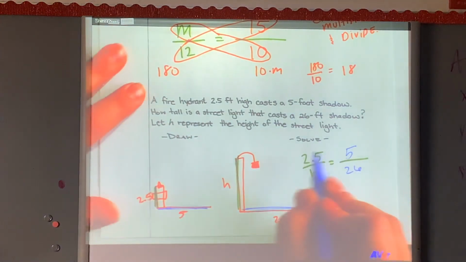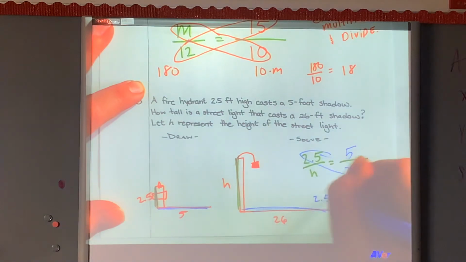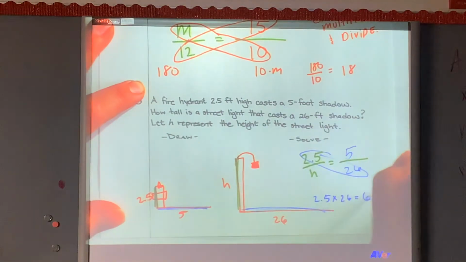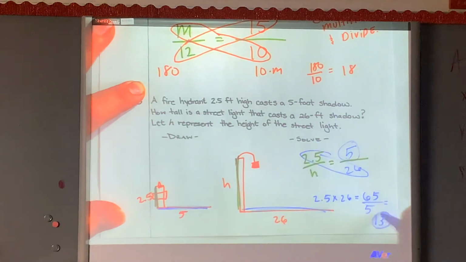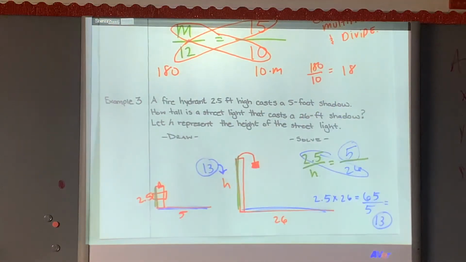At this point, you will be cross multiplying. 2.5 times 26 equals 65. And the last thing you would do is take this extra number here and divide your answer. The answer was 13, so 13 feet should be how tall the light is.